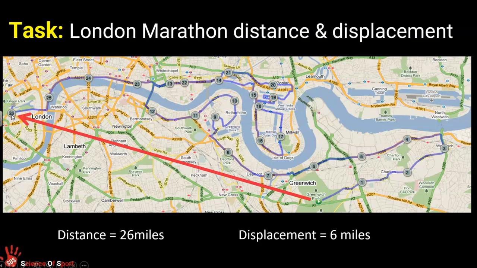eventually getting to 26 miles over here by Green Park. However, the displacement that athletes have travelled is only 6 miles, and we measure displacement from the start directly to the finish. So it basically is represented by this red arrow.